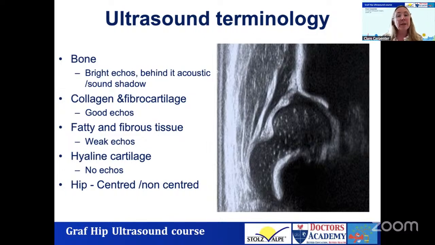The other thing we talk about, and again, Sandeep is going to cover this a little bit later on, is ultrasound terminology. As well as talking about echoes and sound shadows, we also talk about the location of the hip. This is something that you might not be used to, but we talk about centering of the femoral head, and whether that femoral head is centered within the acetabulum or whether it is decentered, i.e.